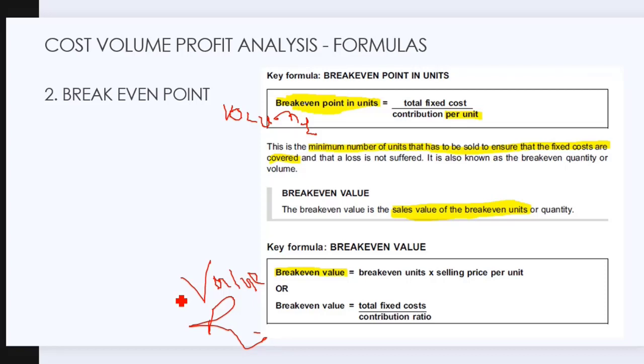So break-even value is break-even units multiplied by your selling price. Very important that you know that it's the break-even units, meaning what you just calculated above, the volume that you need to sell, and you multiply it by your selling price per unit, you get your break-even value. Another way of getting break-even value is taking your total fixed cost divided by your contribution ratio.